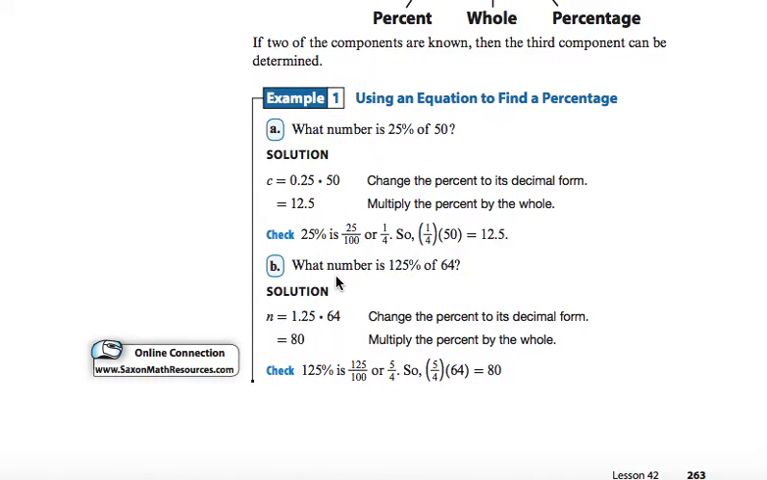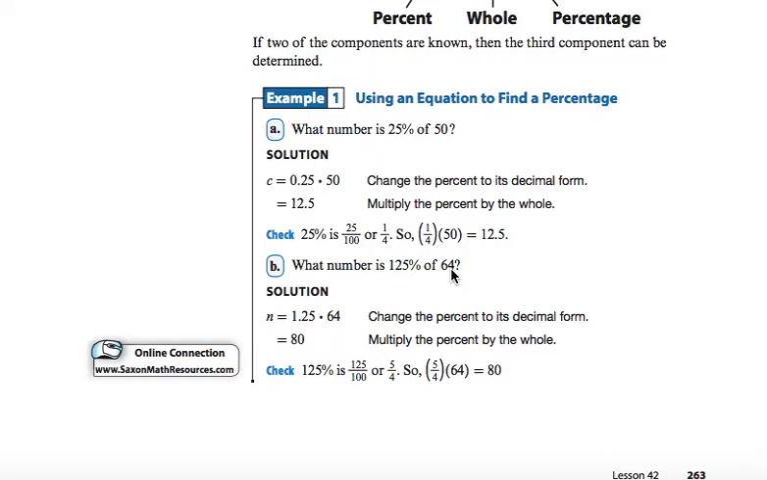Letter B says, what number is 125% of 64? Percentages can be greater than 100. It doesn't mean that they're changed, but when we're changing them to a decimal, it does. Notice on 25%, I moved that decimal 2 places to the left. When it's a number that is greater than 100%, it still only moves 2 places to the left. So 125 needs to be changed to a decimal. We move that 2 places to the left, it becomes 1.25. That's 125%. And again, of 64 means multiply by 64. 1.25 times 64 equals 80. 80 is 125% of 64.